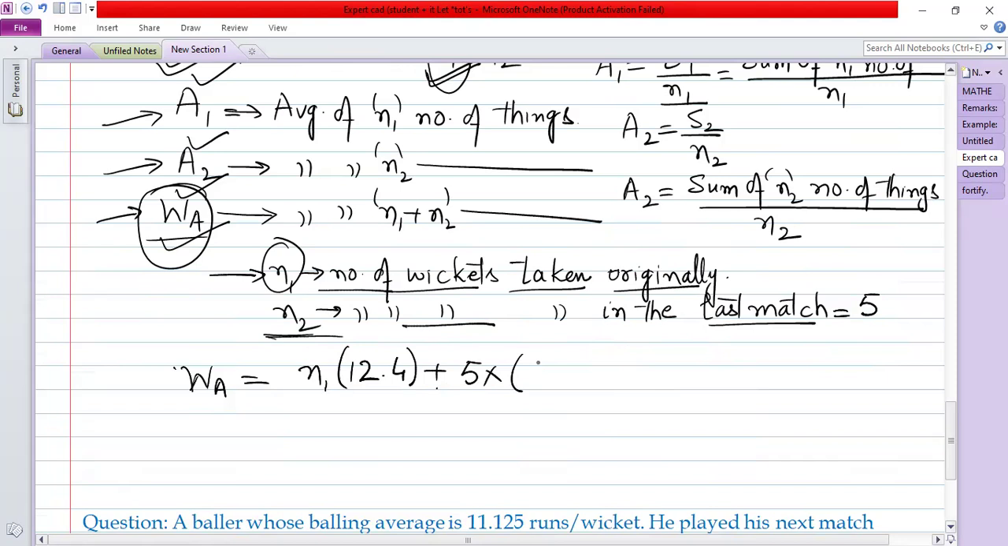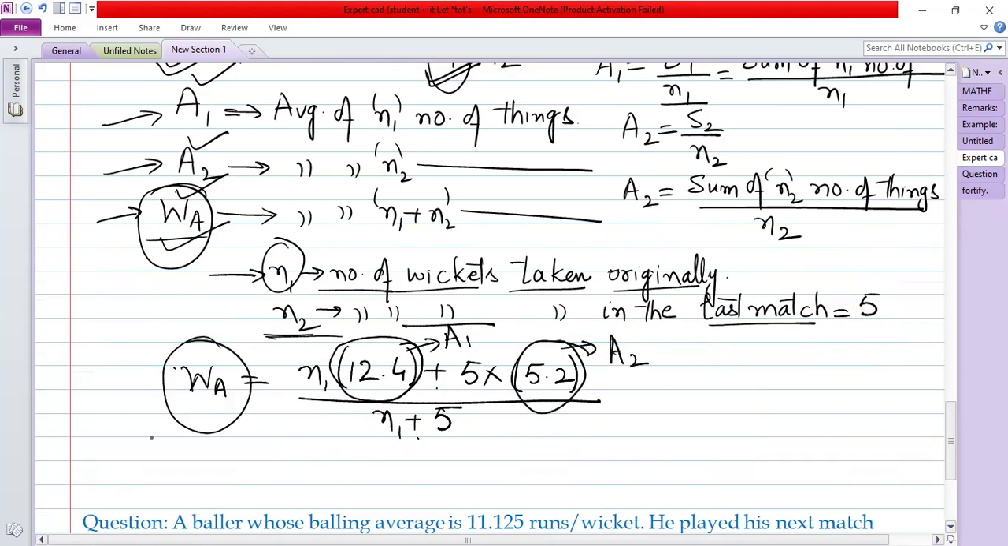And what was A2? A2 obviously is 5.2. The average was 5.2. And divide by this N1 plus N2. So obviously this is A1 and this is A2. And now what is this weighted average? It is also known as the combined average. So what was this combined average? Now it is 12, the combined average of the N1 plus N2 number of wickets.